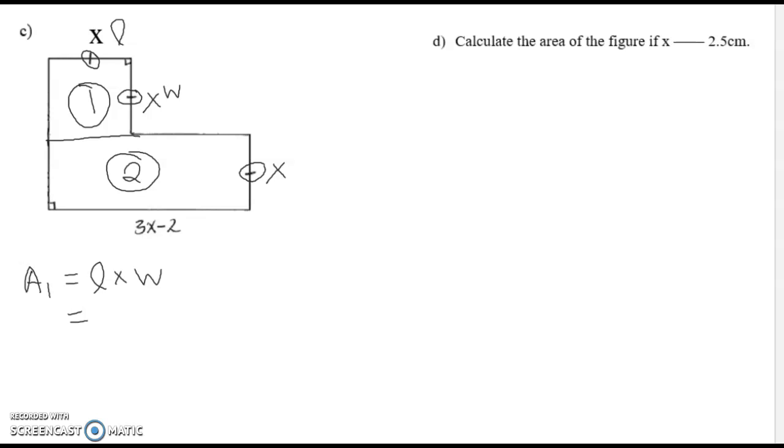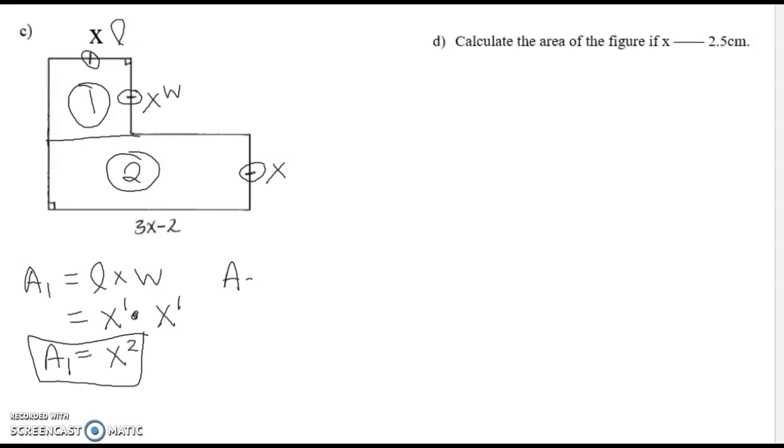So this first one is x. I'll just put a dot to separate. That also means multiply times x. So remember, when you multiply variables with the same base, you add the exponents. So 1 plus 1 gives us x squared. So the area of A1 is x squared.